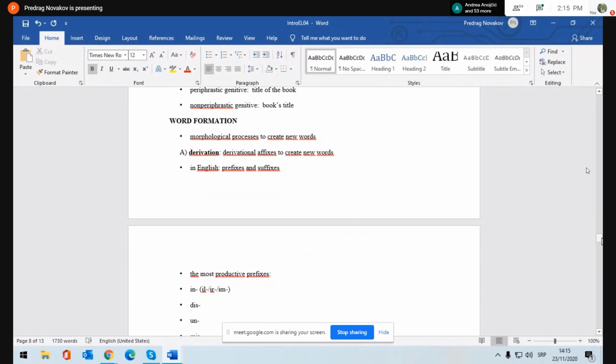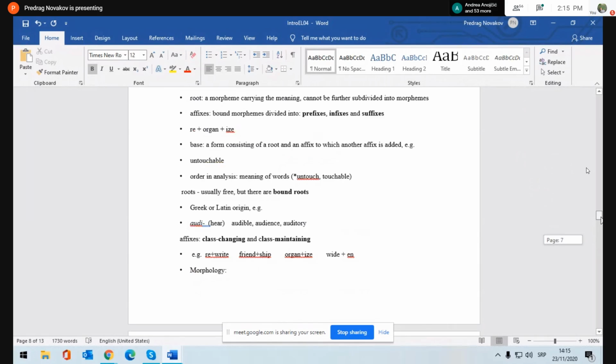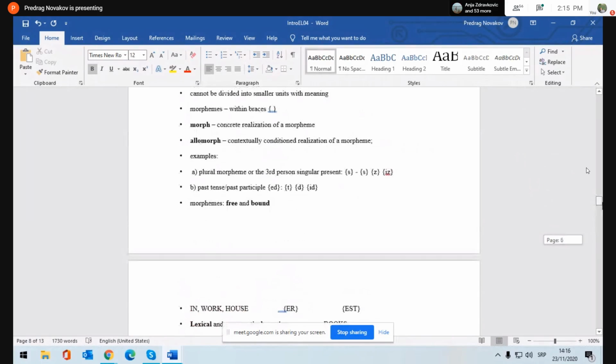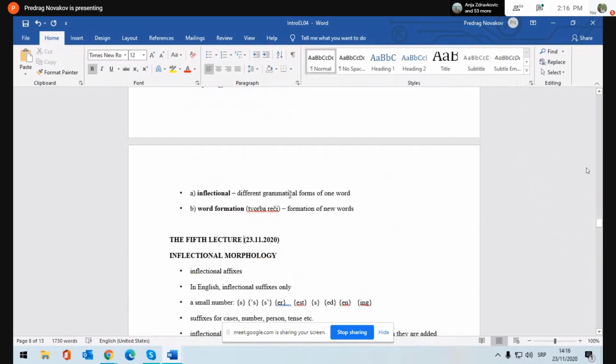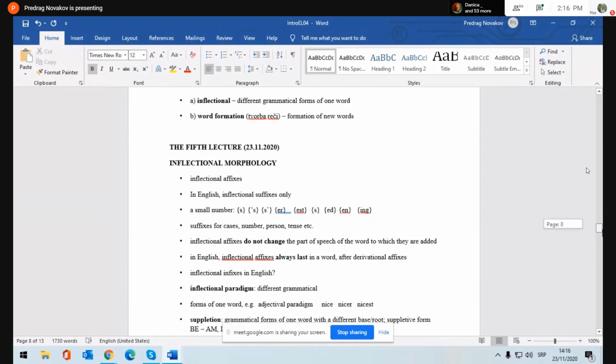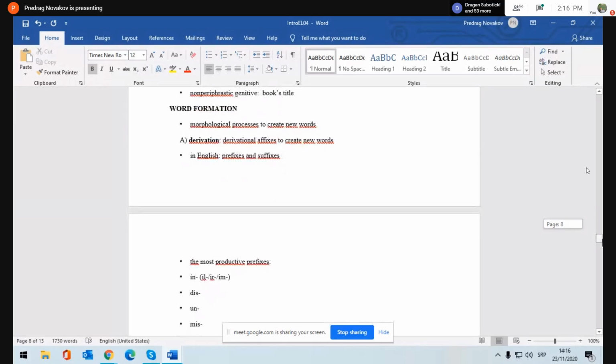Okay, so let me go back again. You remember, we have the division of morphology into inflectional morphology and word formation, tvorba in Serbian. So now this second part, word formation. Word formation means creating new words, not just different forms of one word. So a morphological process to create new words is a segment of morphology which we call word formation.